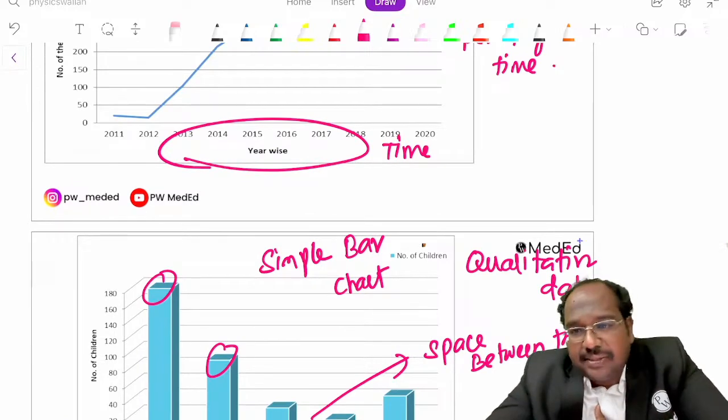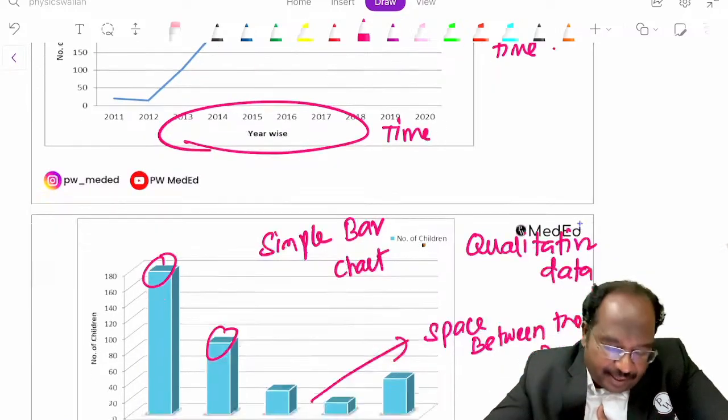Okay, so am I clear? Yes, these are the various graphs. At least we should have an idea.